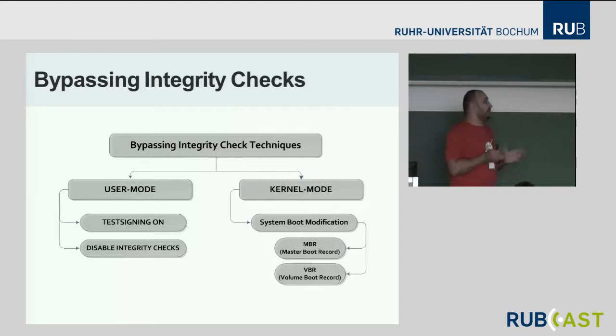This is the classification of these tricks. With registry changes, the tricks work in user mode. In kernel mode, now we have two rootkits in the wild. The first is TDL4, and the second is Rovnix bootkit. They used different ways of infection. TDL4 modified the MBR, and Rovnix used VBR infection.